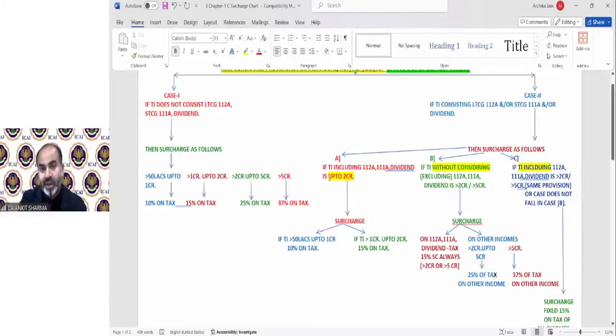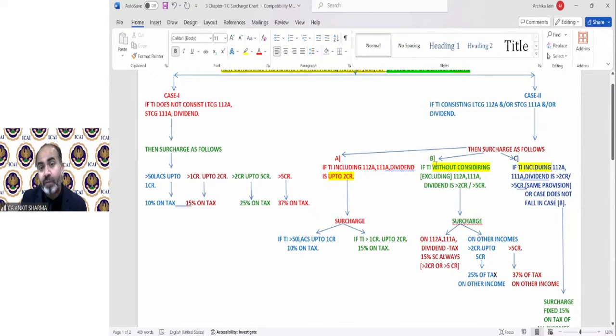Then case A will be applicable. If after including these incomes your total income is exceeding 2 crore or 5 crore, then case C will be applicable. And if your income is exceeding 2 crore or 5 crore without including these incomes, then case B is applicable.